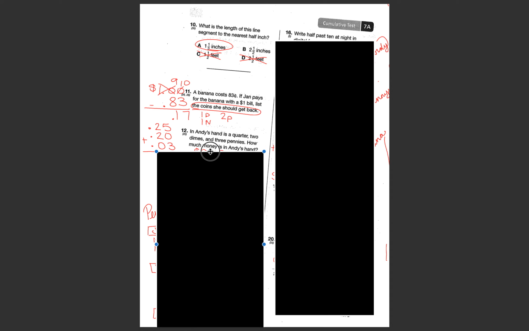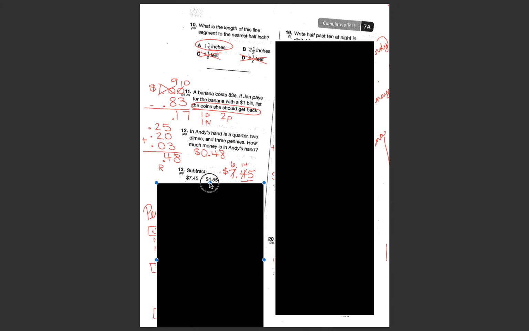12, in Andy's hand is a quarter, 2 dimes, and 3 pennies. How much money is in his hand? So we added a quarter, 25, 2 dimes, 20, 3 pennies, 48 cents. I would like the cent sign to go bye-bye. I really want to write our change with a dollar sign and a decimal point. You do not use a cent sign once you go up and beyond fourth grade, fifth grade. It's a good habit to just write it in this way.